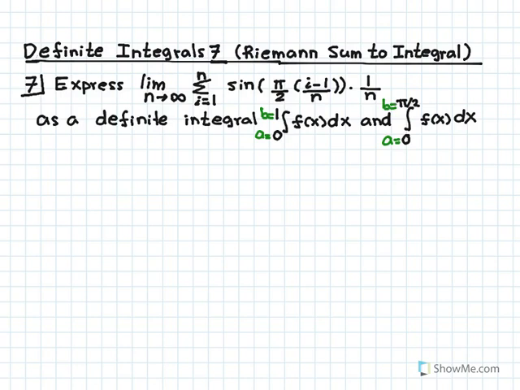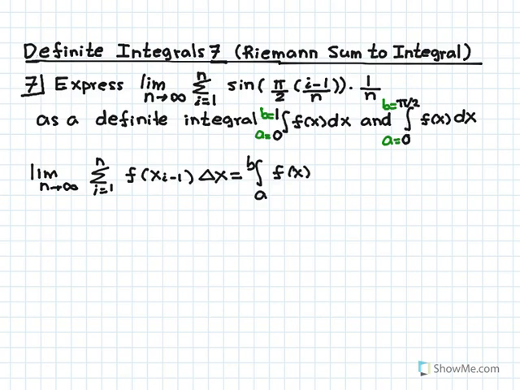Recall the definition of a left-hand Riemann sum. Limit n goes to infinity, i goes from 1 to n, f of x_{i-1} delta x, that's equal to the integral a to b, f of x dx. So that's the definition of the left-hand Riemann sum. Let's start with the first question, integral from 0 to 1, f of x dx.